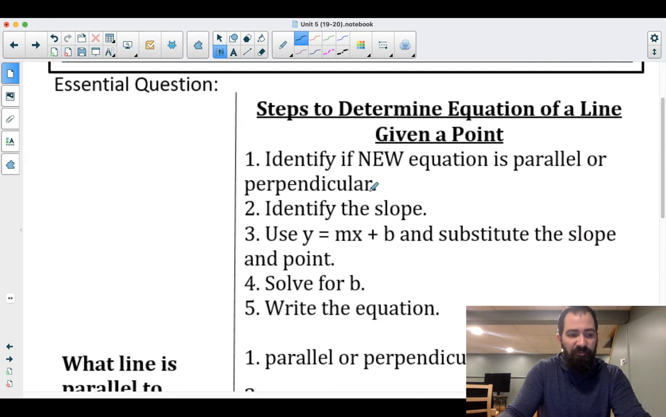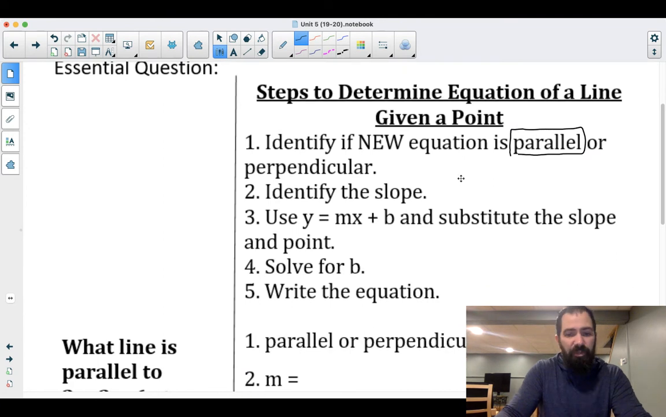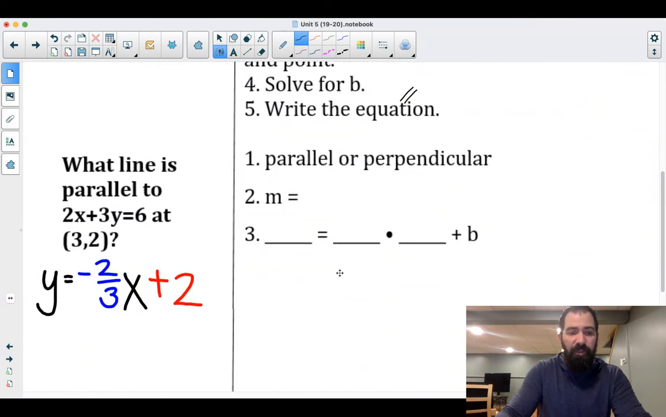Let's look really quick here. Same steps as before. We're going to identify if the new equation is parallel or perpendicular, and today we are just specifically going to focus on parallel. Then you're going to identify the new slope, in this case, the parallel slope to the original equation. Use y equals mx plus b and substitute the new slope and the point from the problem. You're going to solve for b and write the parallel equation. So let's look at this really quick.